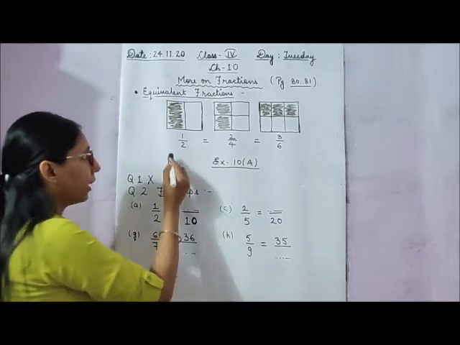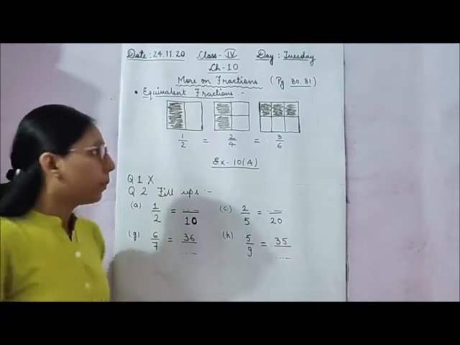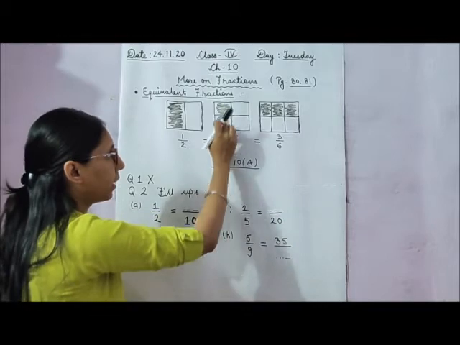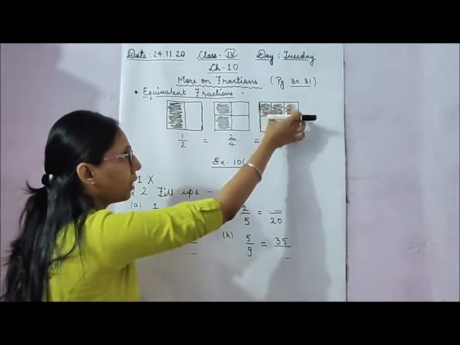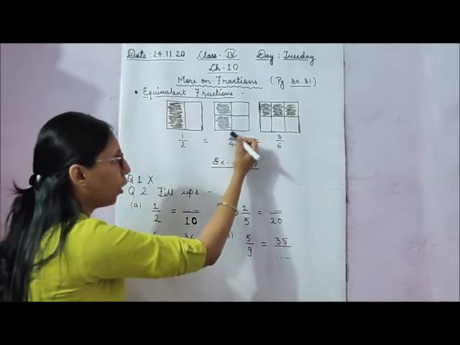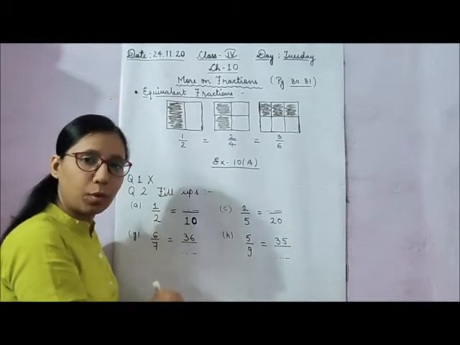Now see, these three fractions are equivalent. Equivalent means equal. How? Because this is half part, this is also representing half part only, and this one is also representing half part. Or you can say, in the table of 2, 4 comes 2 times and 2 comes 1 time. So this will become 1 upon 2 only.